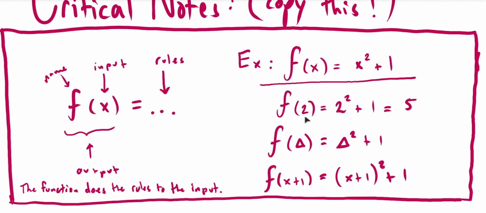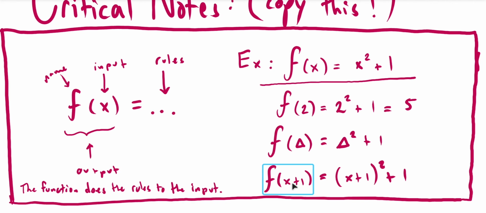What if I plug in 2? Well, then you're going to do 2 squared plus 1. That's 5. So we would say f of 2 is equal to 5. Then what if I plug in this weird triangle? It does not matter. Just square the triangle. Whatever goes in here, even if you don't necessarily know what it is, no big deal. Just do whatever you would have normally done to x to that new thing.